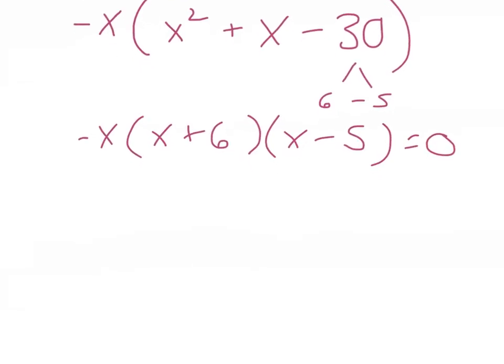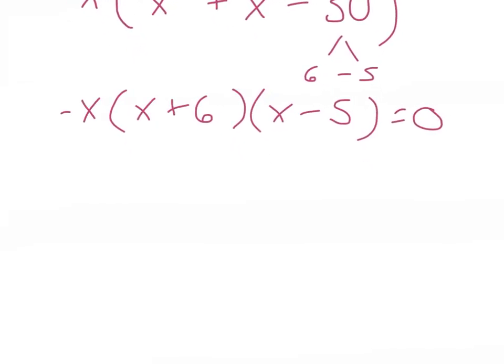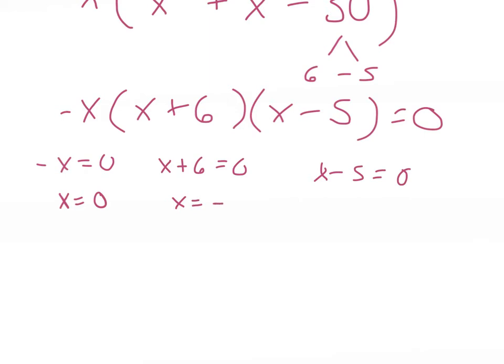What's next? Set them equal to 0. So negative x is equal to 0, x plus 6 is equal to 0, and x minus 5 is equal to 0. So what's x equal to in the first one? 0. What's x equal to in the next one? Negative 6. And in the third? 5. Positive 5. So we just subtracted 6 on both sides and then added 5 on both sides here. So we got our 3 zeros.